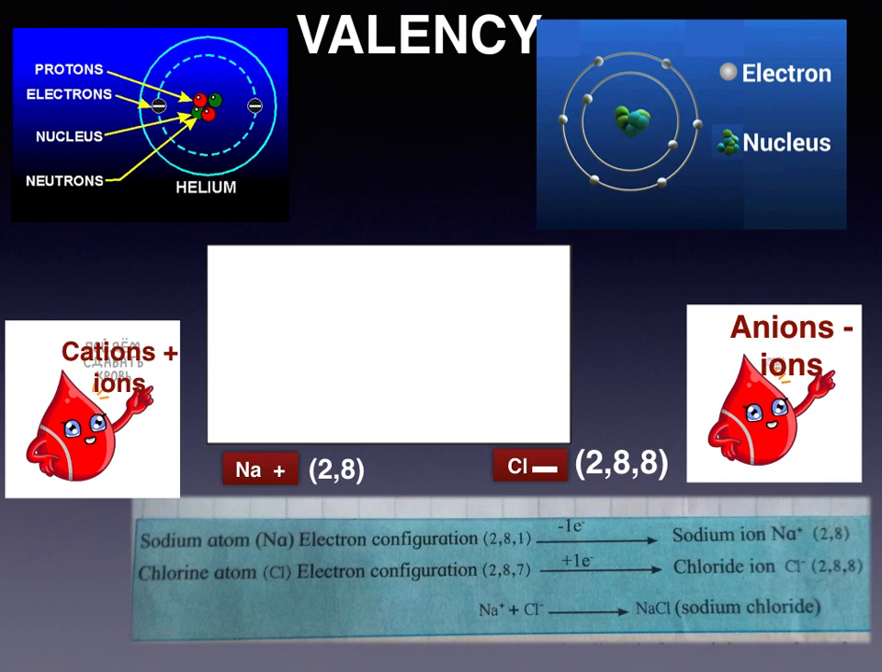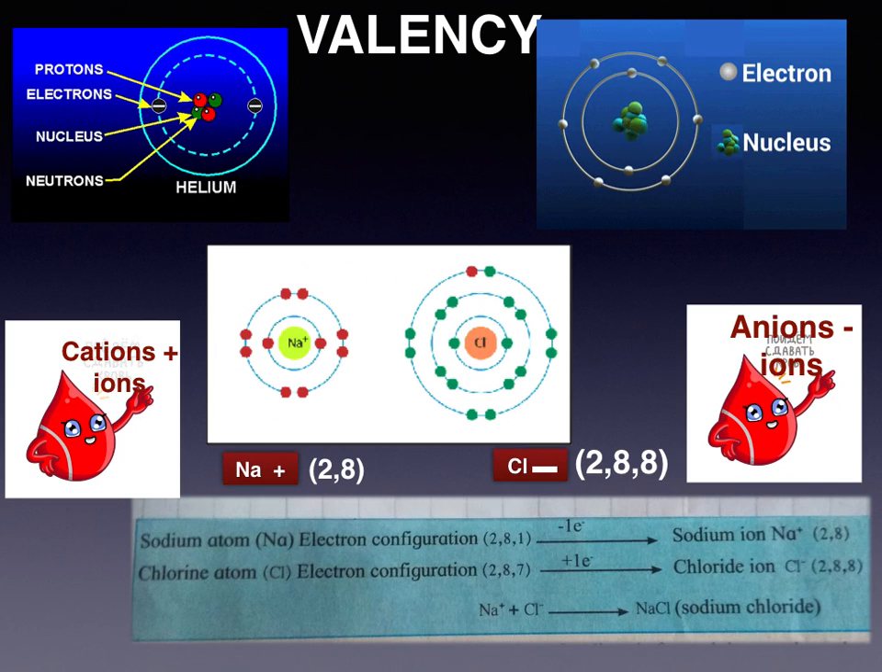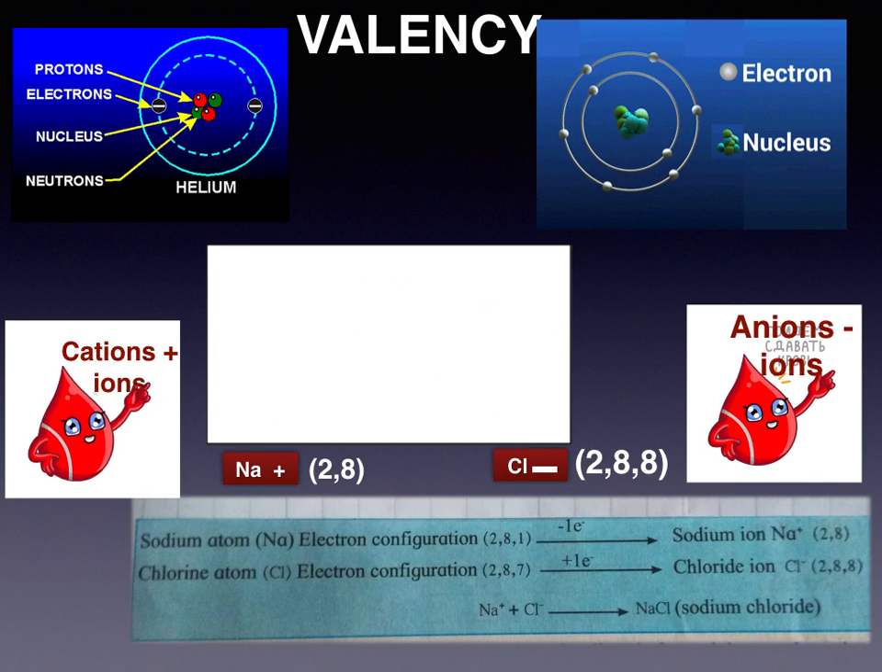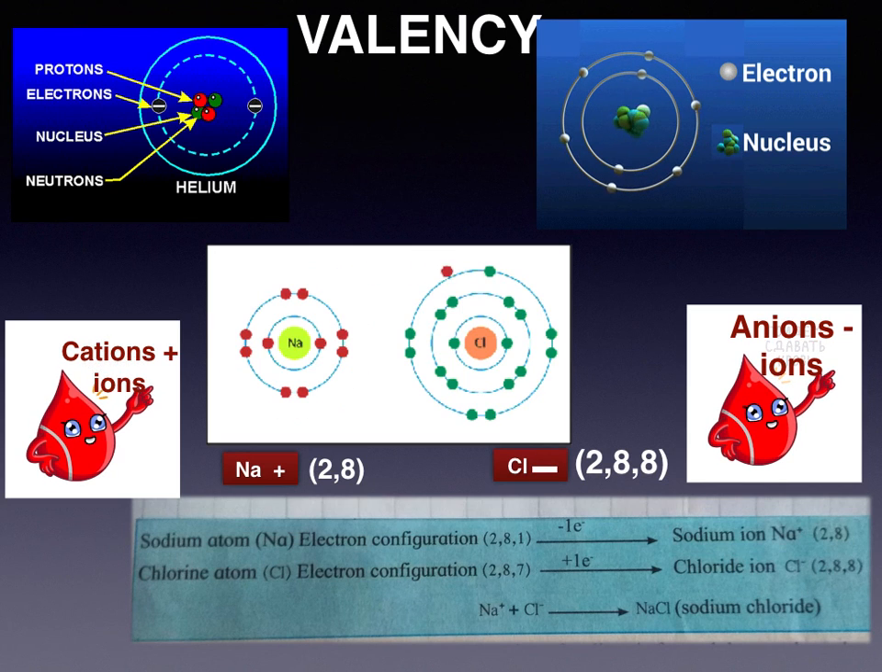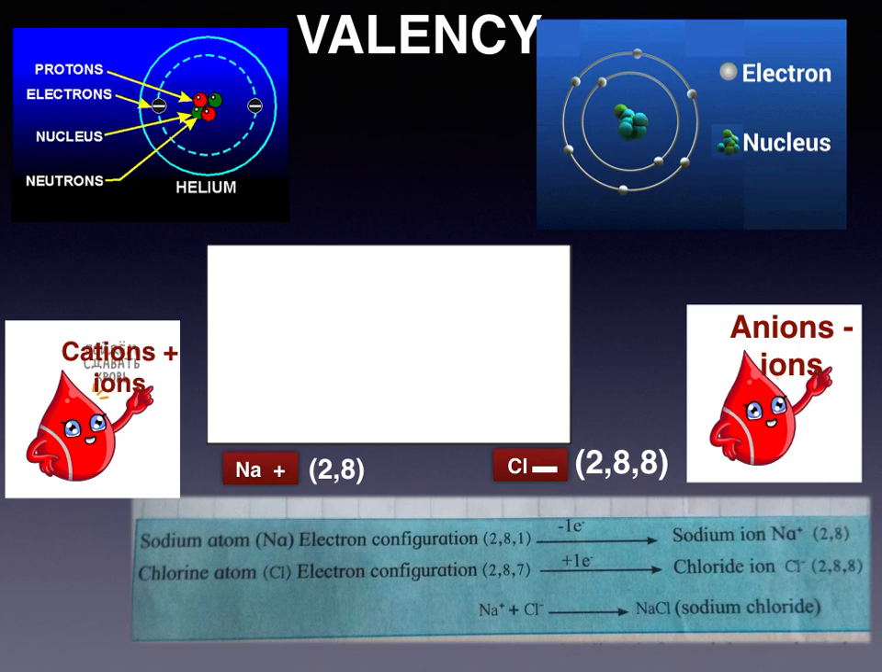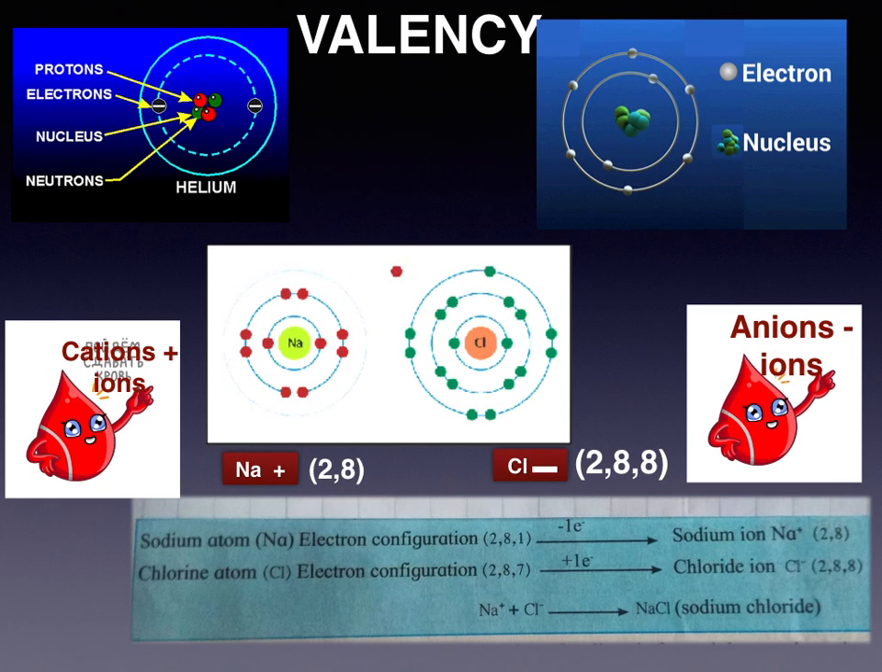But remember children, electrons are not accommodated in a given shell unless the inner shells are filled. That is, the first shell will be filled, that is K shell, then L shell, then M shell, then N shell and so on.